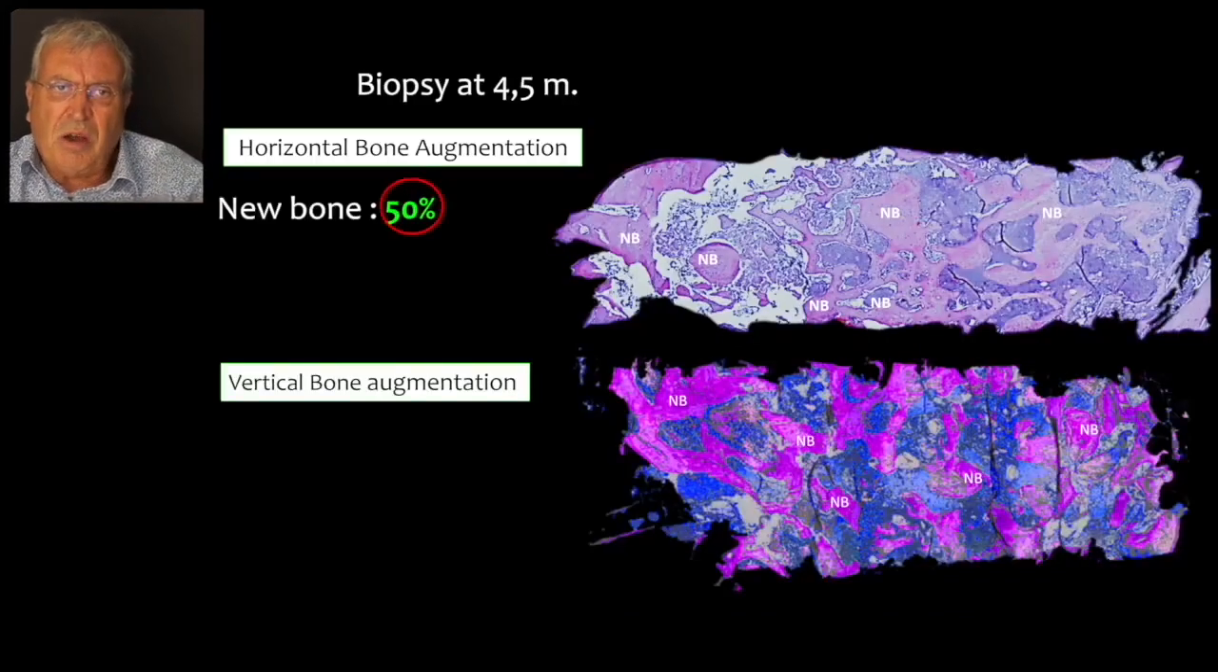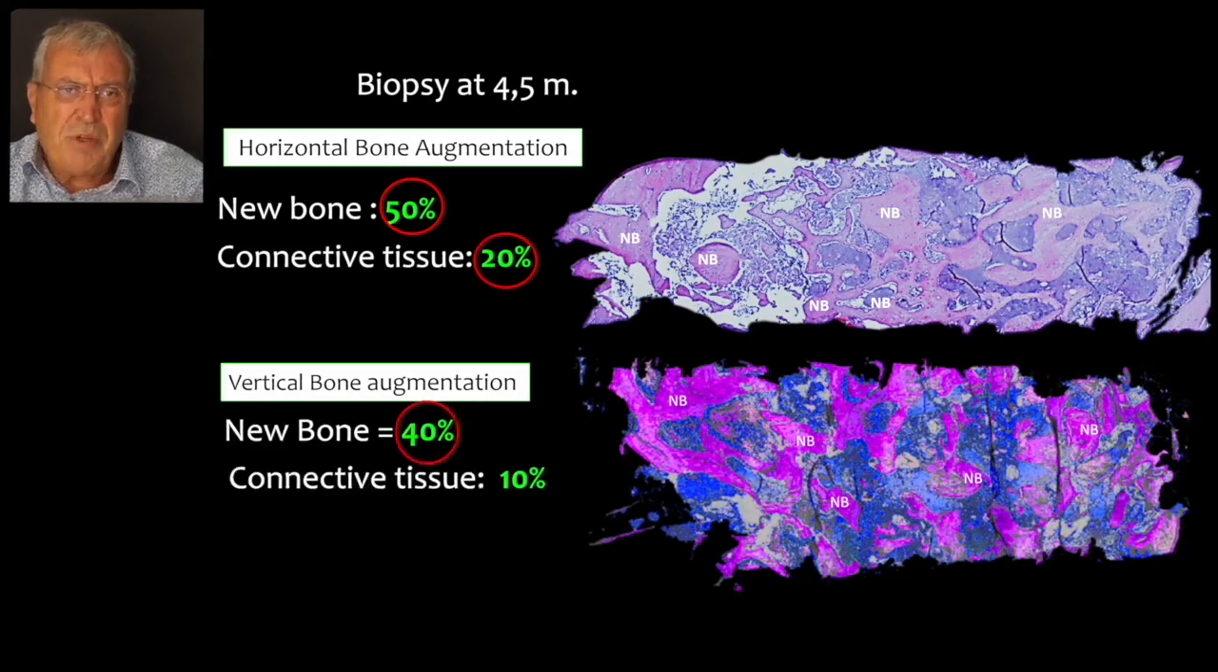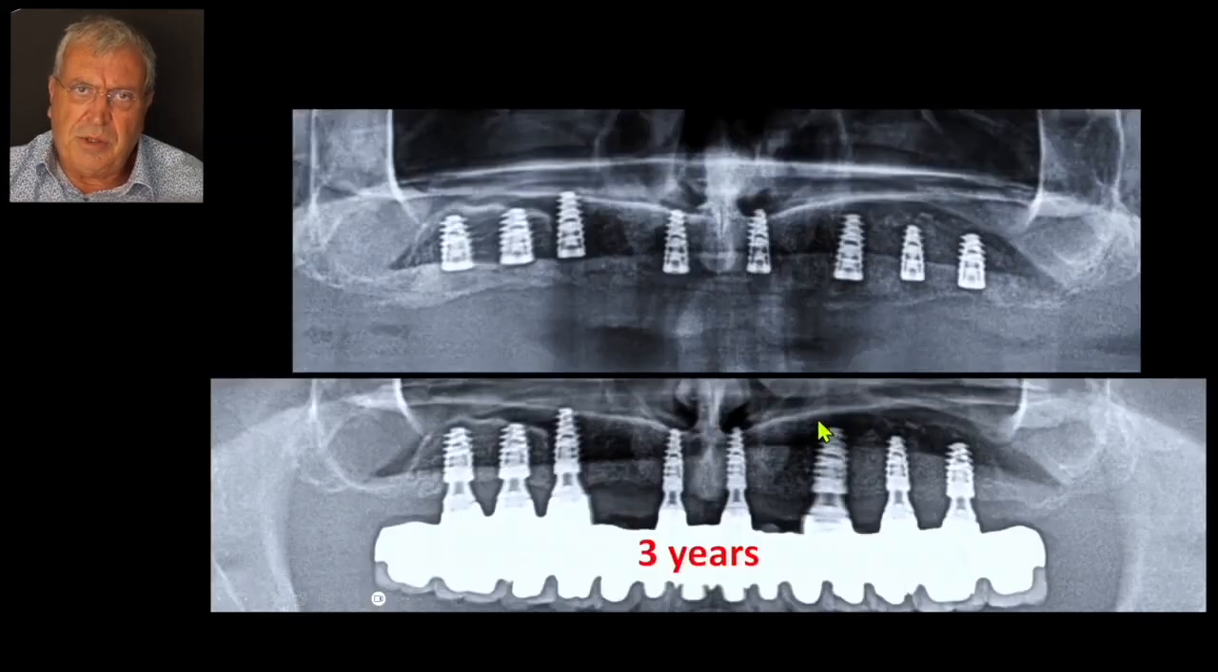Only 20% of connective tissue in the anterior zone, only 10% of connective tissue in the posterior zone. What does it mean? There is no inflammation. And when you don't have inflammation, you don't have too much connective tissue. Simply. Look at the follow-up at 3 years. All the bone around the implant is stable.